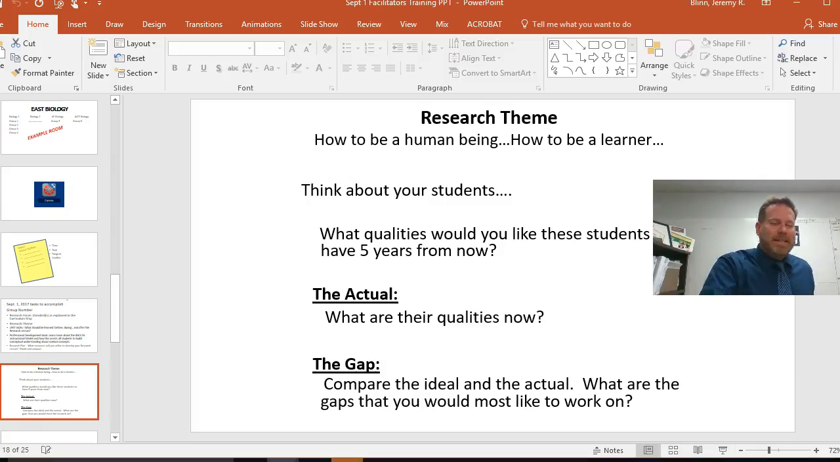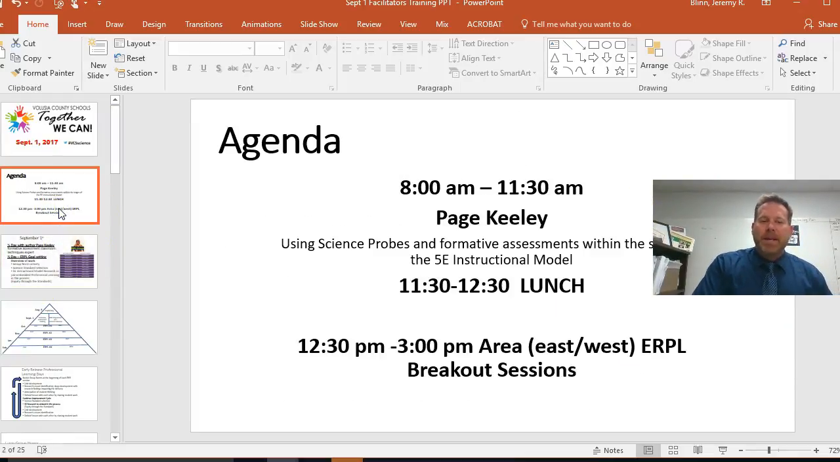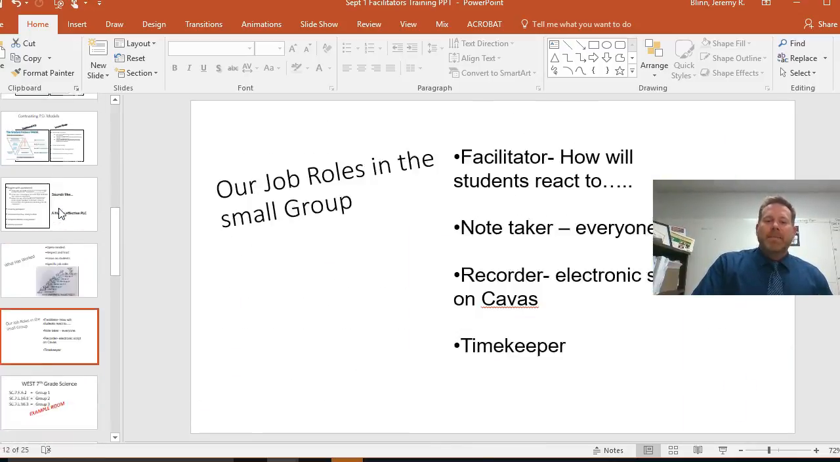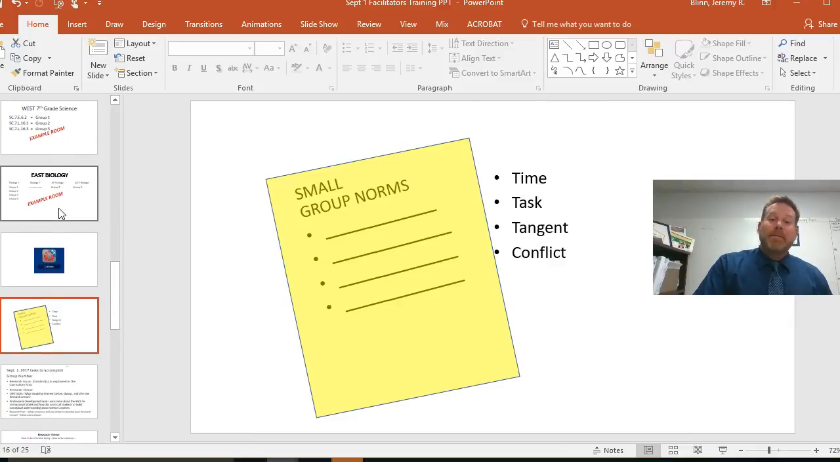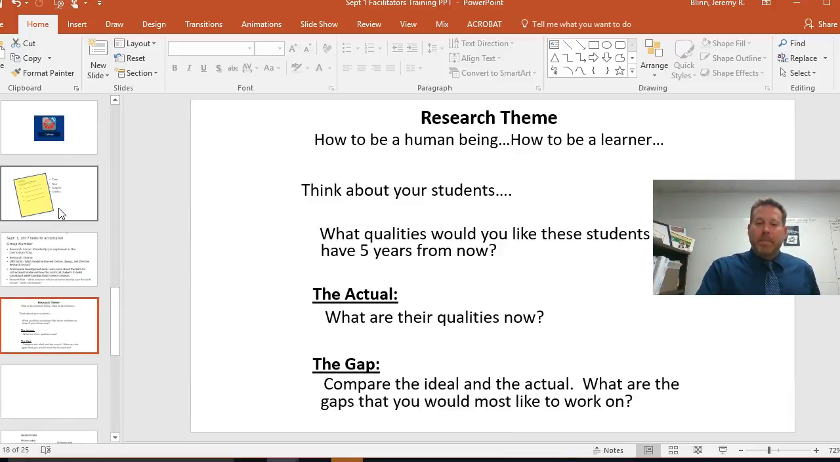So that's 44 minutes, and this is kind of the overview. But again, let me reiterate that you are going to be facilitating after the Paige Keeley session. You only have 2.5 hours to make sure they identify a standard, that they break up into smaller subgroups in the room. They will develop small group norms in their little subgroups, and then they will also develop a research theme, and all this goes on the Padlet.